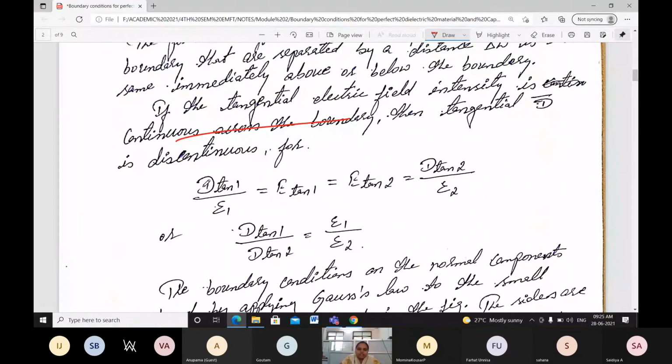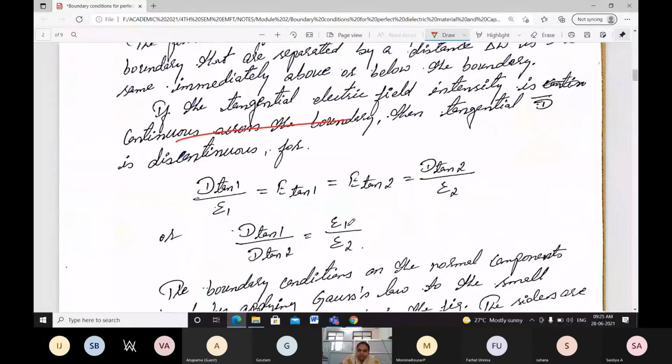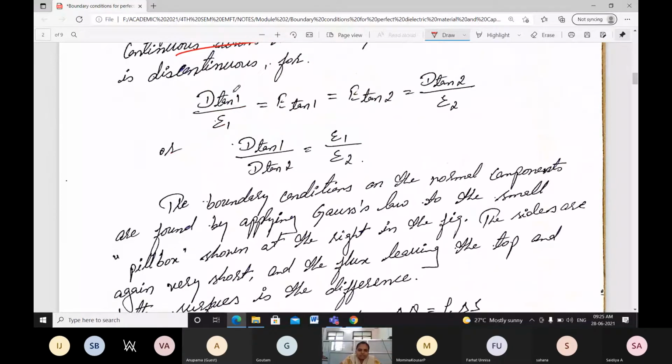Therefore, D tan 1 divided by epsilon 1 equals E tan 1, and we said both are equal, so E tan 2 equals D tan 2 divided by epsilon 2. Therefore, in terms of flux density, D tan 1 divided by D tan 2 equals epsilon 1 divided by epsilon 2. You have to remember this equation.